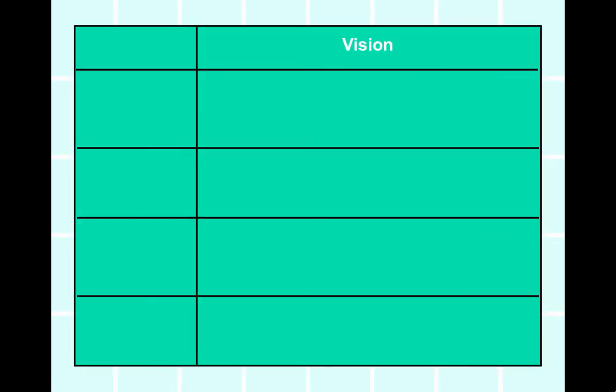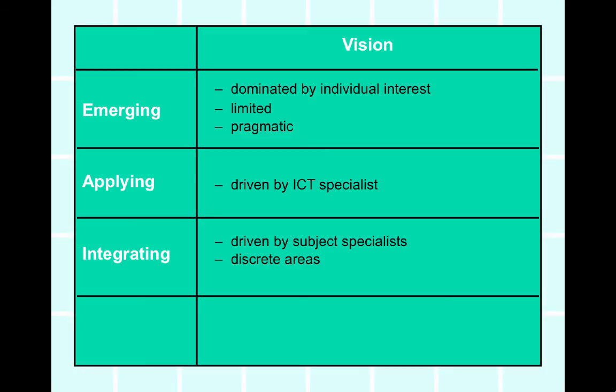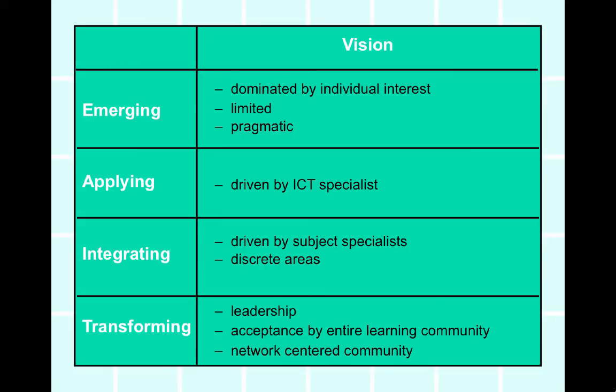First of all, vision. In our emerging vision, we see it's mostly dominated by individual interest. It's limited and still very pragmatic. As we move to applying, we see that it's often driven by ICT specialists. As we move to integrating, we find that it's driven by subject specialists still in discrete areas. And yet, a transforming vision has leadership, acceptance by the entire learning community, and it's a network-centered community.